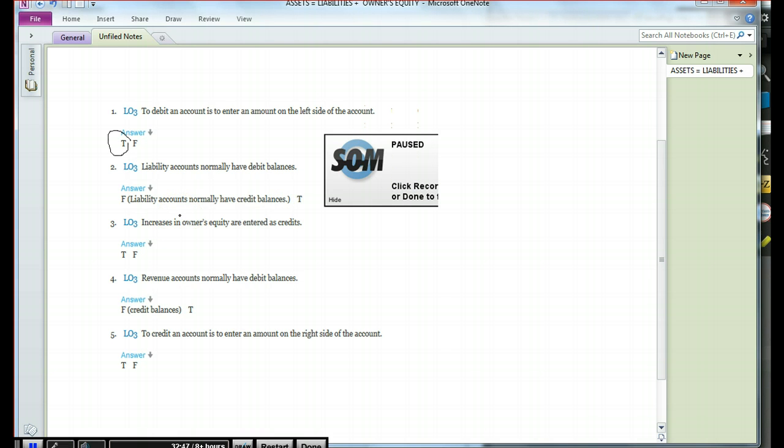Increases in owner's equity accounts are entered as credits. That is true. Revenue accounts normally have debit balances. They're on the right, so they would normally have credit balances. So that is false. And to credit an account is to enter an amount on the right side of the account. That is true.